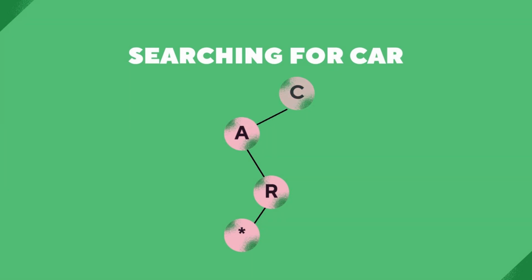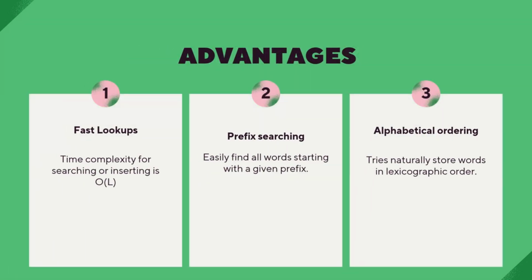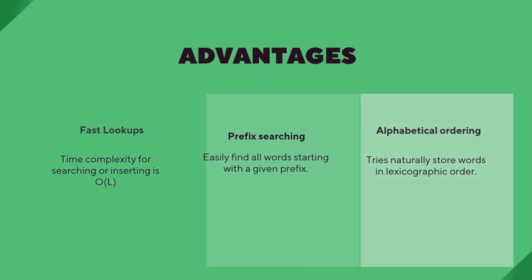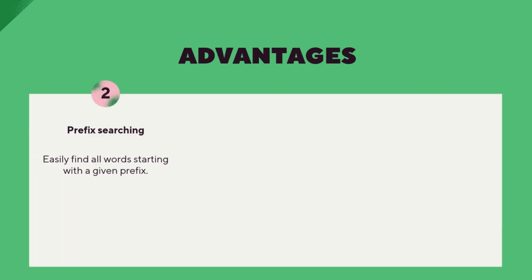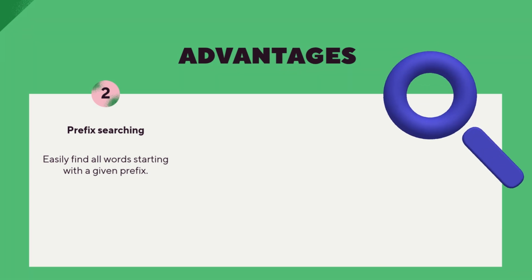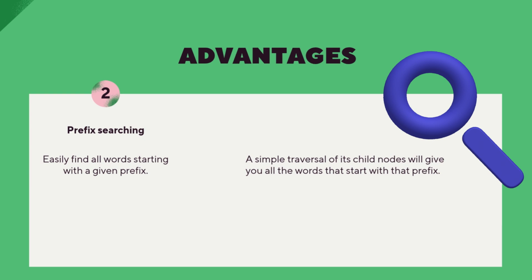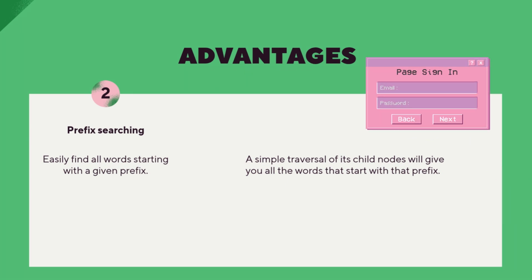Second, prefix searching. Easily find all words starting with a given prefix. Since tries are built around characters and shared prefixes, you can quickly locate the node corresponding to the end of a prefix. From there, a simple traversal of its child nodes will give you all the words that start with that prefix. This makes tries ideal for autocomplete features or dictionary suggestions.